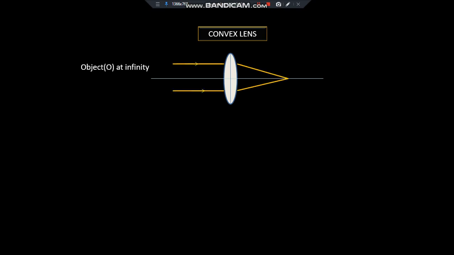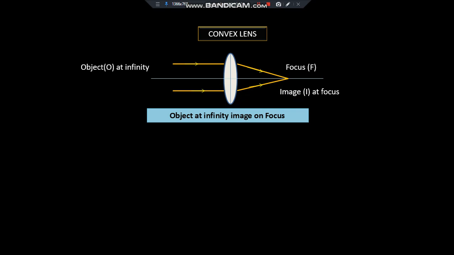Let us talk about the convex lens. This is the convex lens with the principal axis. If the object is kept at infinity, then the image is at the focus. Likewise, we have object at infinity, image on focus.